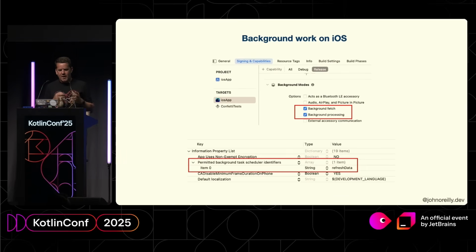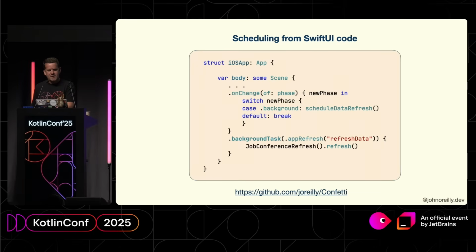And as you probably know, just showing here how we firstly need to enable these capabilities in Xcode, and also how identifiers for any task we create need to be added to the info.plist. Starting off by showing an example of how we can run, say, a nightly refresh, triggered from SwiftUI using the relatively new background task view modifier, but invoking shared KMP code to do the work.